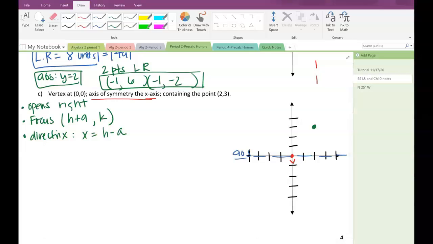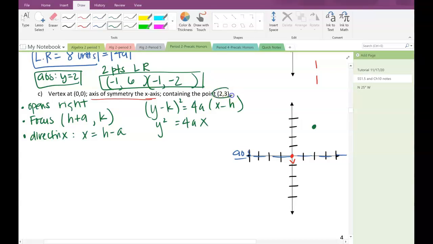All right, so let's write down the equation. We know it opens right, so let's just write down the formula first. It's in our brain, okay, just like that. Well, h and k are both 0. So that means this is y squared equals 4 times a times x. Well, let's find a. They gave us a point, (2, 3).